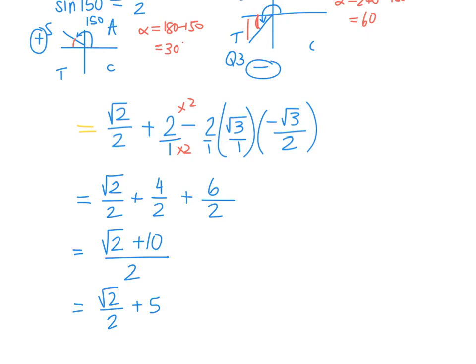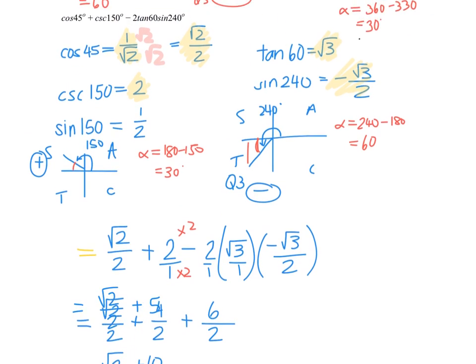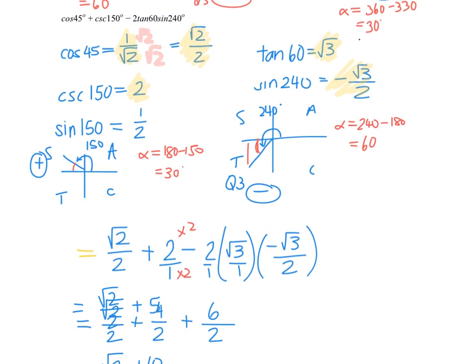So that's how you simplify your trig expressions. You want to figure out what reference angle you are using. You want to figure out if you're positive or negative using your CAST rule, and then you go to your special triangles and use your reference angle to find the ratios.